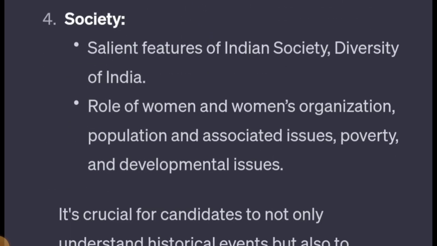Society: salient features of Indian society, diversity of India, role of women and women's organization. This role of women and women's organization you can get in history also, in the books you will study, and you can download these notes from many coaching center websites, or search on Google, and you will get these notes. And population and associated issues, poverty and developmental issues. You can find these notes on my YouTube channel also, so you can refer to that also.